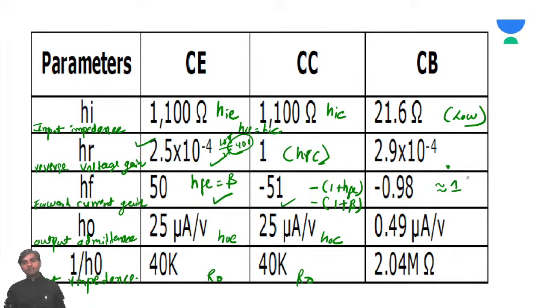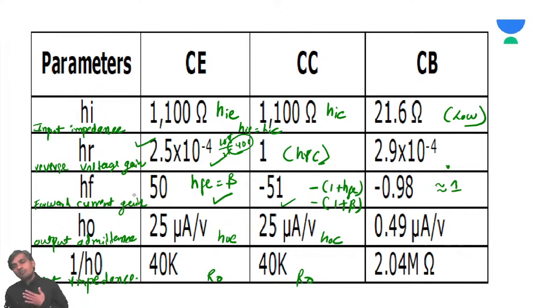So the current gain for a common base is almost unity. Of course, it is minus. Minus indicates that they are opposite in direction. That is, input current and output current are in opposite directions. They are not the same. Okay. So now beta is almost the same for common collector and common emitter. Common emitter has both voltage gain and current gain, so most of the time we will discuss only common emitter.